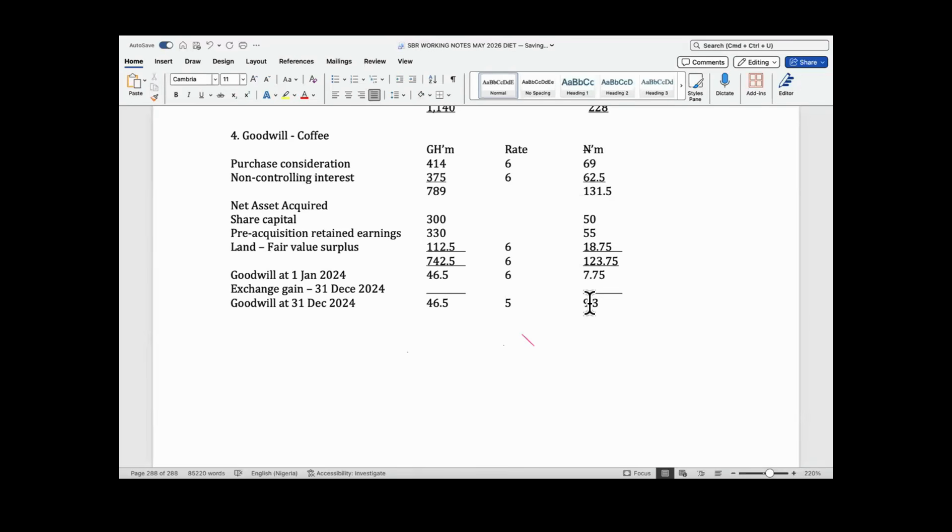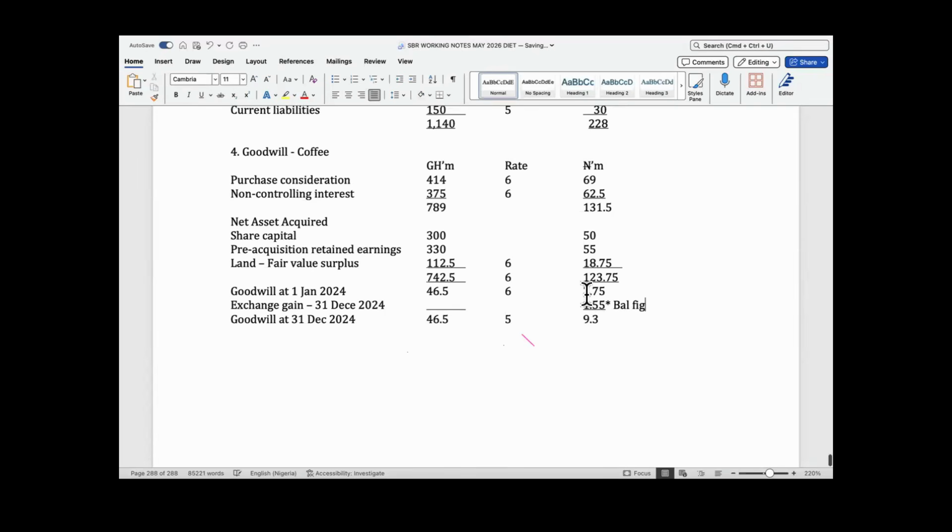9.3. So the value has gone up. Instead of 7.75 it is now 9.3. So that's an exchange gain. So how much is the exchange gain? 9.3 minus 7.75. 1.55. So just know that I got it as a balancing figure here, just so that you'd know. And that's my goodwill.